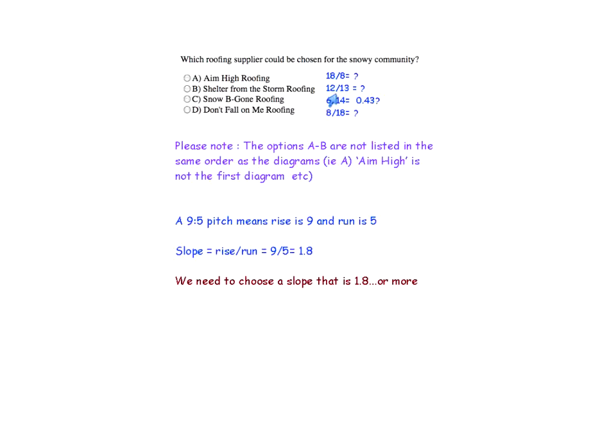So again, what we would do is change each one of these into a decimal and see which of those decimals is going to be the right number. So when we had a pitch of 9 to 5, again, slope equals rise over run. 9 divided by 5 is 1.8. That's the decimal we're looking for. So we need to find out which one of these is going to give us a decimal of at least 1.8. Then it's meeting the qualifications we're looking for.